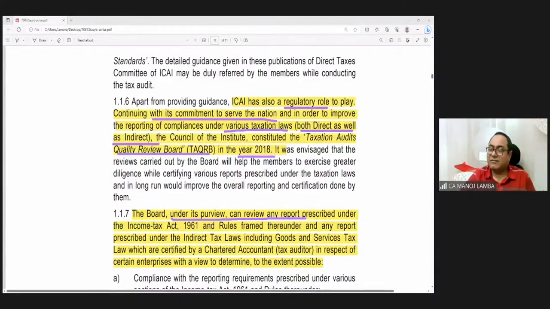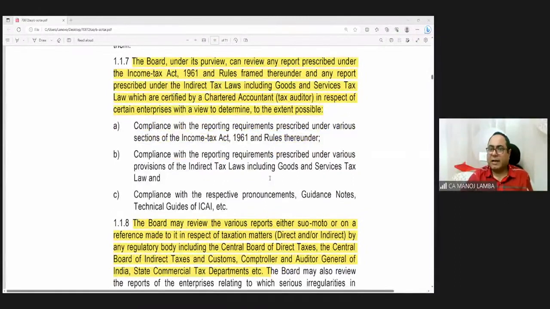prescribed under the Income Tax Act 1961 and rules thereunder, and any report prescribed under the indirect tax laws, including GST, which is certified by a chartered accountant in respect of certain enterprises, to determine to the extent possible compliance with the reporting requirements prescribed under various sections of the Income Tax Act and rules thereunder, similarly under GST laws and rules made thereunder, and compliance with the respective pronouncements, guidance notes and technical guides of the ICAI. The board may review various reports either on a suo motu basis or on a reference made to it in respect of taxation matters, either by the CBDT or by the CBEC, IC, CAG or State Commercial Tax Department, etc.